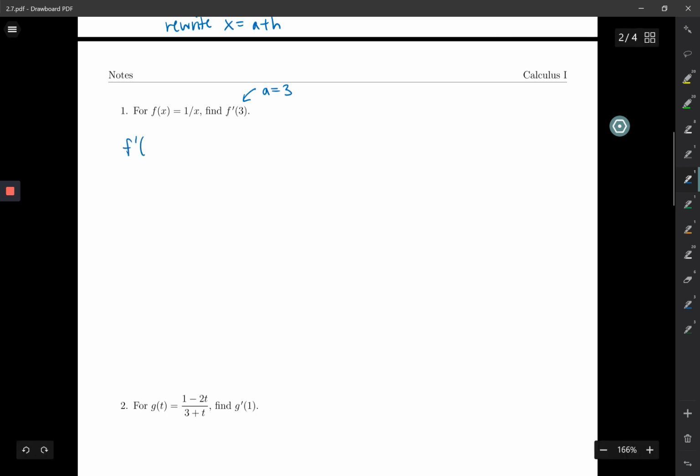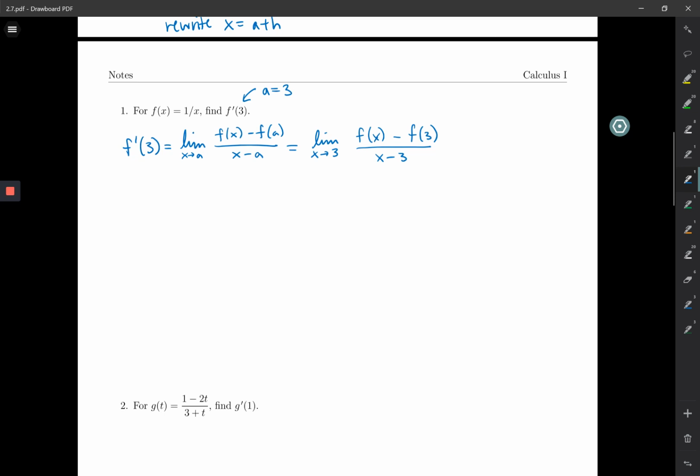So f prime of 3 equals, so I'm going to just write out the definition of the limit with the a still in there. So this would just be copying down the definition. And then since we're taking a equal to 3, we're going to plug that in everywhere there's an a in the definition. So it will be the limit as x goes to 3, f of x minus f of 3 over x minus 3. And that is the limit that we want to compute.